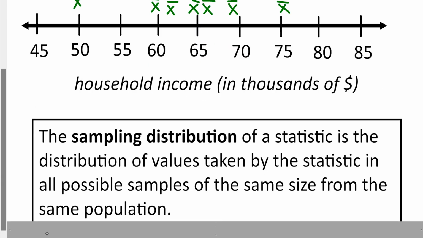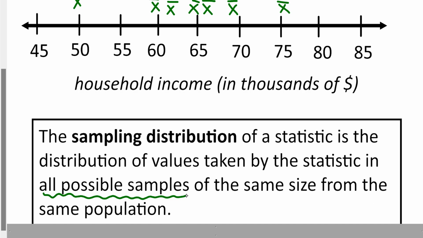Do I have that on here? Yes. A sampling distribution of a statistic is the distribution of values taken by the statistic in all possible samples. And that's what I want to underline here. If you could really find all possible samples of the same size, that would ultimately make your sampling distribution. Unfortunately, we can't always do that. We don't have the means to do that. And it's just not realistic. But we can find enough of them to get a better estimate.